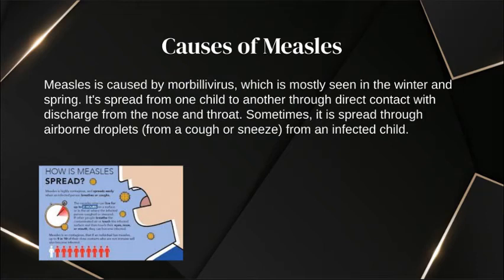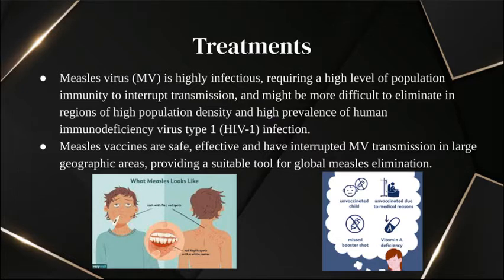Measles is caused by morbillivirus, which is mostly seen in winter and spring. It's spread from one child to another through direct contact with discharge from the nose and throat, for example, airborne droplets. Treatment for measles is vaccines, which are safe and effective in interrupting MV transmission in large geographic areas, providing us a suitable tool for global measles elimination.